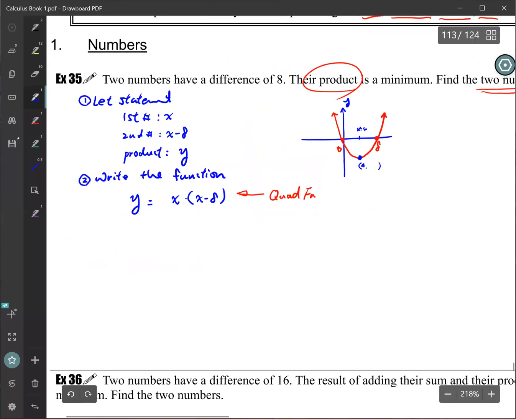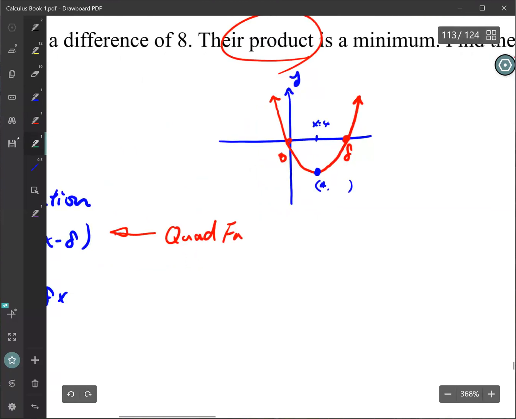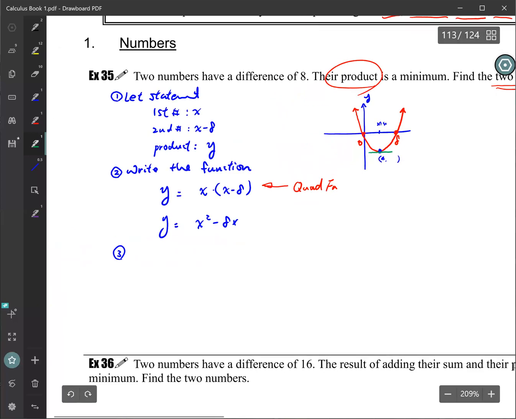So let's simplify this function: x squared minus 8x. That's our function. Now step 3, once you've got a function, you want to find the minimum place. At the minimum place, the derivative is 0. So we will find the critical values, just like what you learn in graphing, all the important places we need to find. So critical values.